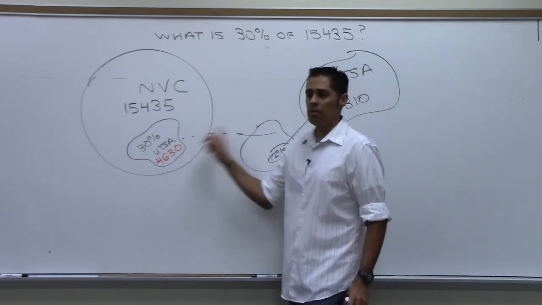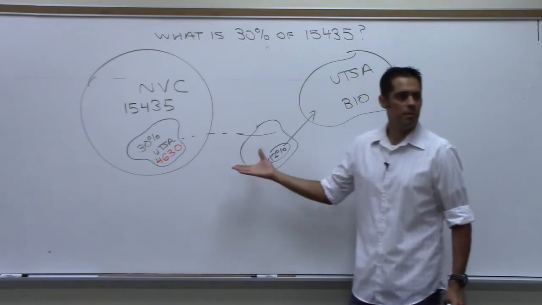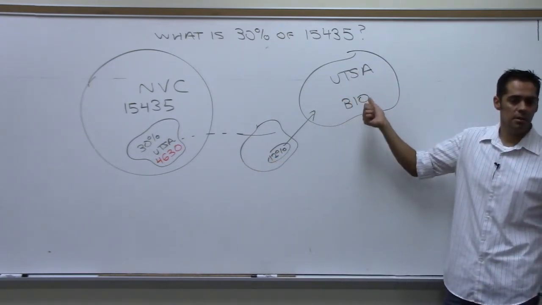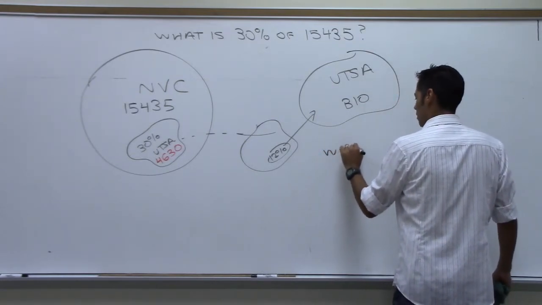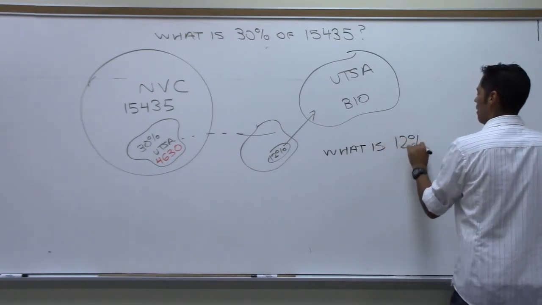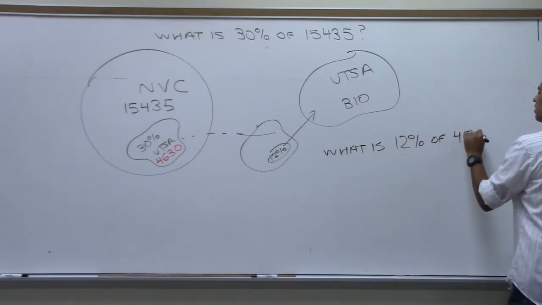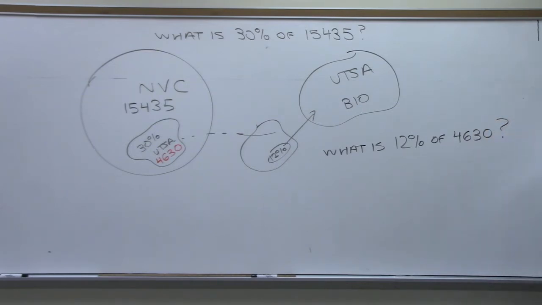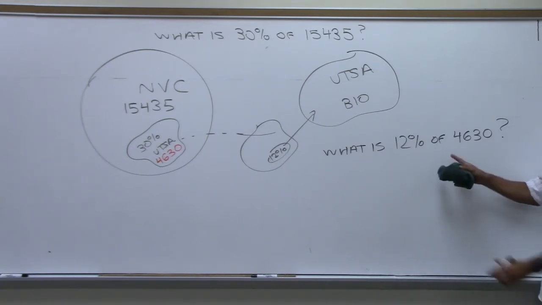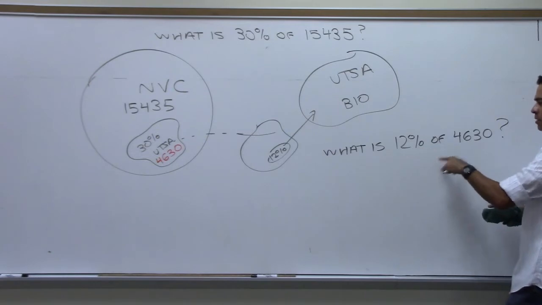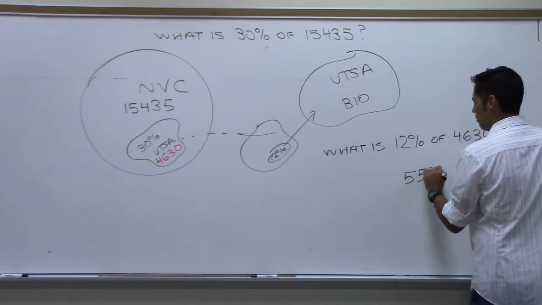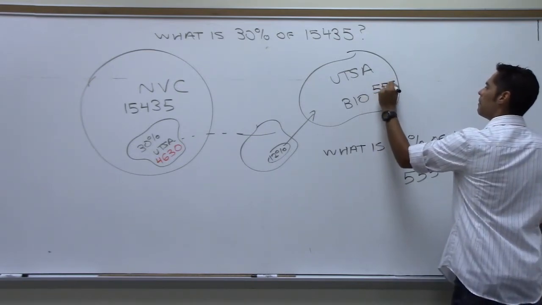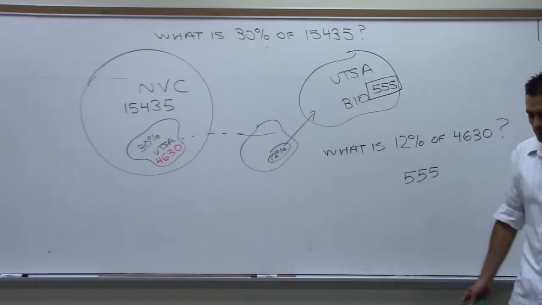That's how many are going to transfer out to UTSA. Of that group, only 12% are going to go into biology. So now I want to know, someone tell me in words here. Good. What is 12% of 4,630, right? That's what we're asking now. So you could solve this equation now. X equals 0.12 times this. And what's the answer? 555? 555. Or 0.6, yeah, close enough.